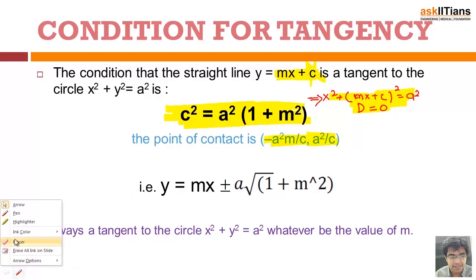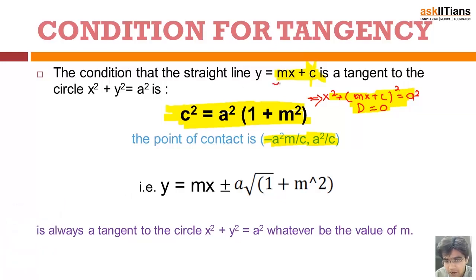The significance is that, now look carefully, you have decided the value of m and we are trying to find out the value of c. That means m is fixed and we are trying to find out c. Remember, m is fixed. Now this plus minus sign is telling me that with a specific value of m there are going to be two tangents.